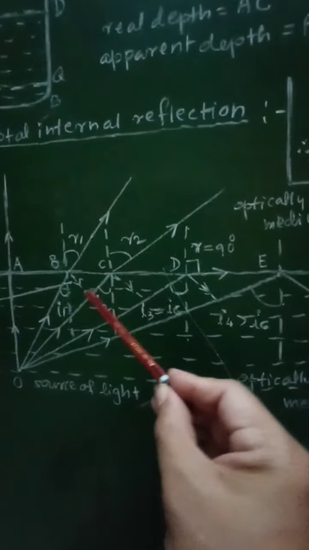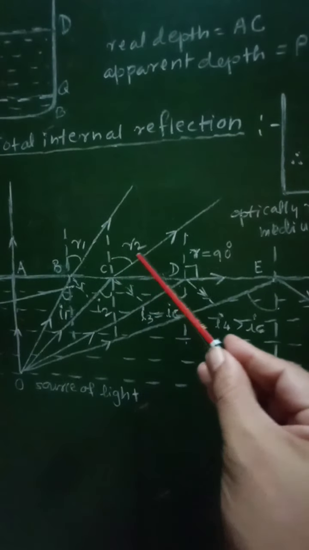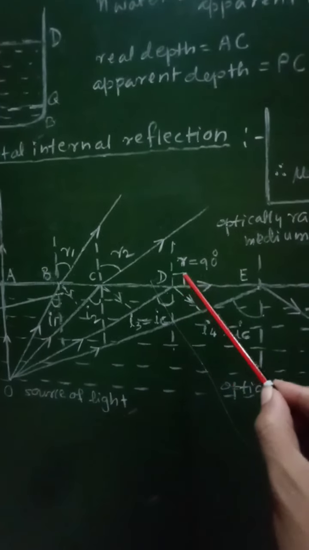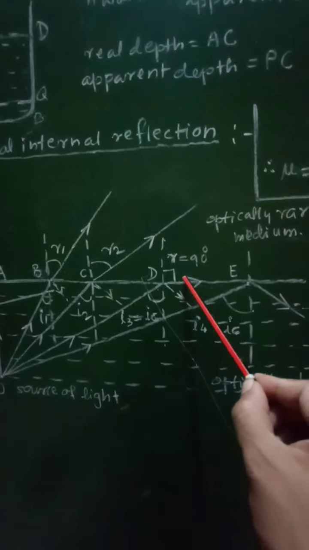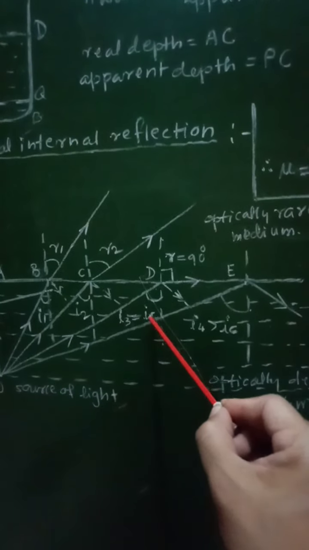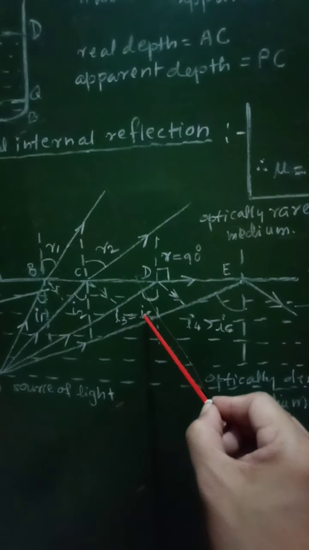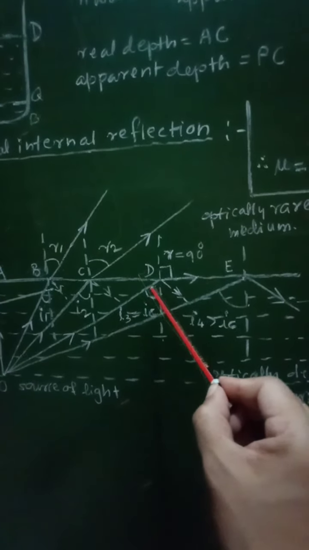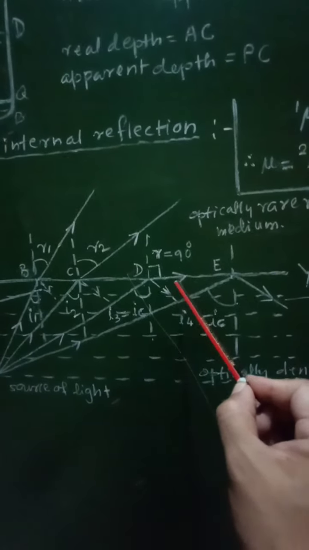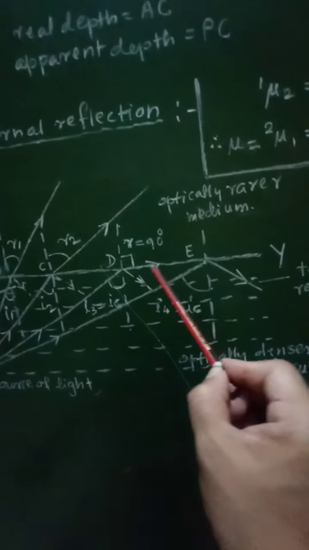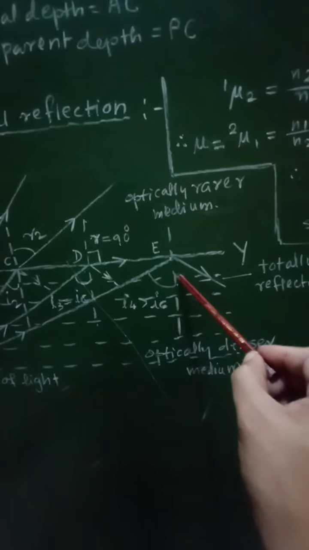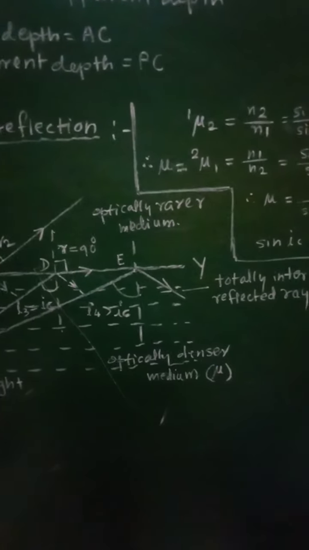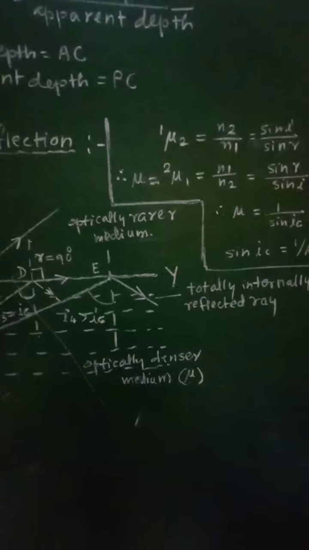As the angle of incidence goes on increasing, the angle of refraction will go on increasing. At a particular angle of incidence, that is IC, the angle of refraction will become equal to 90 degrees, so this angle IC is called the critical angle. And if we increase the angle of incidence beyond this critical angle, then the ray of light, without refracting, will get totally internally reflected in the same denser medium. So this phenomenon is called total internal reflection.